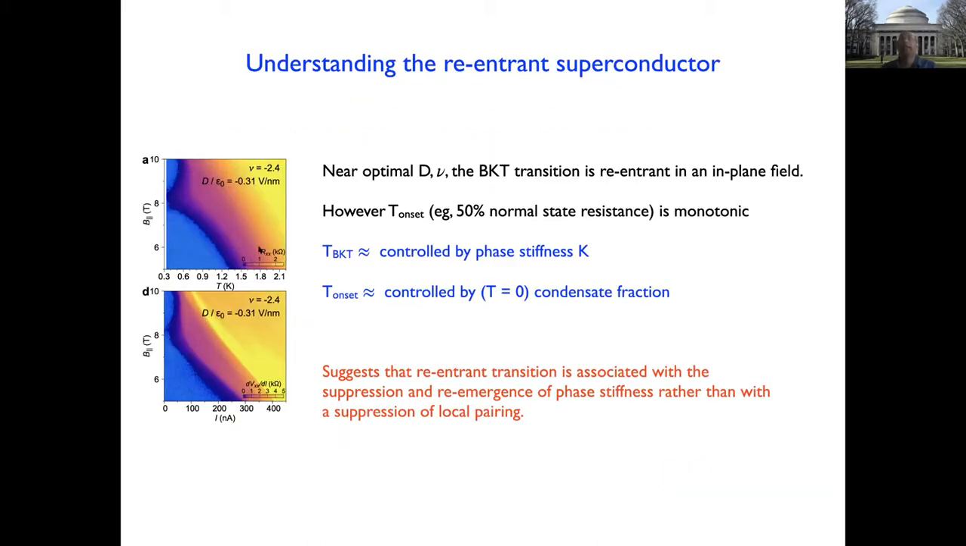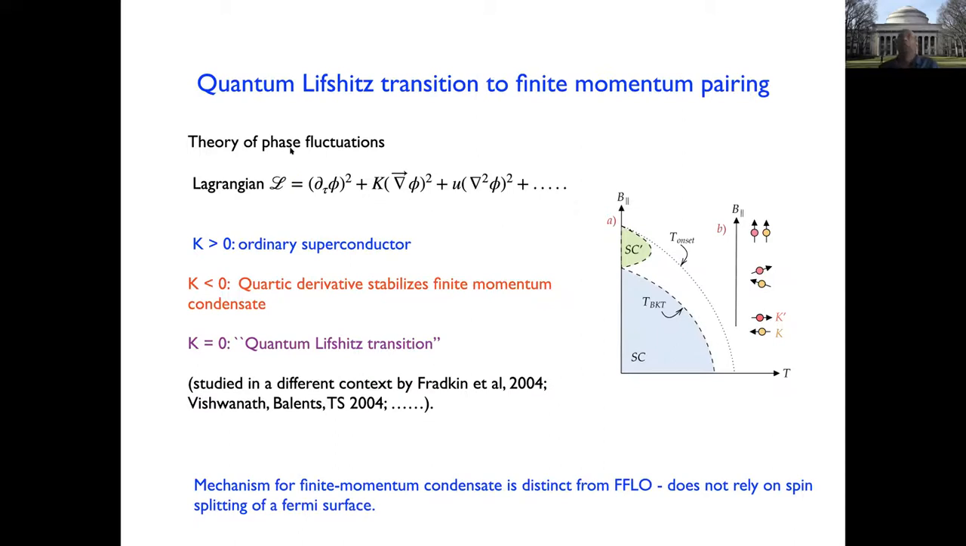So finally, let me conclude with this background addressing the surprising phenomenon of this re-entrant superconductivity near optimal Tc. I pointed out that T onset is monotonic, right? But it's only T BKT that's non-monotonic. Now T BKT is controlled by the phase stiffness, while T onset is controlled by the zero temperature condensate fraction. This suggests that the re-entrant transition is associated with the suppression and re-emergence of the phase stiffness rather than with the suppression of local pairing.